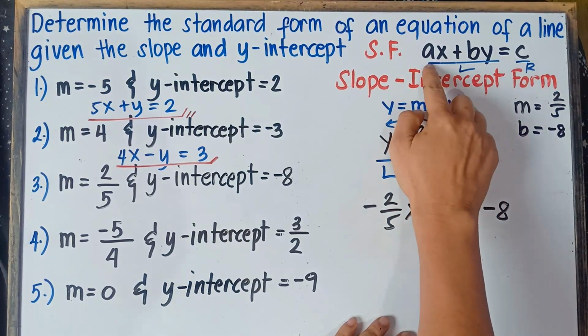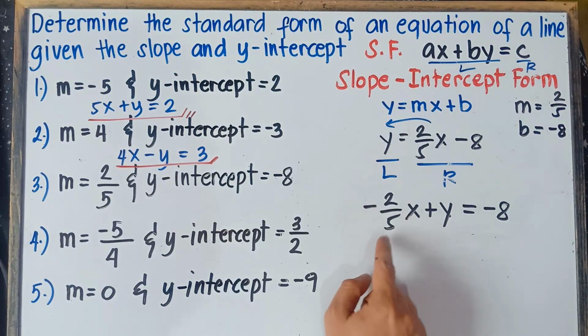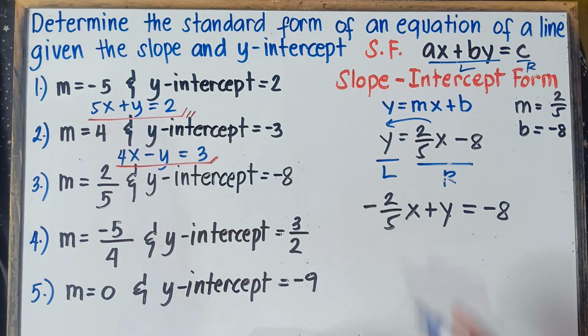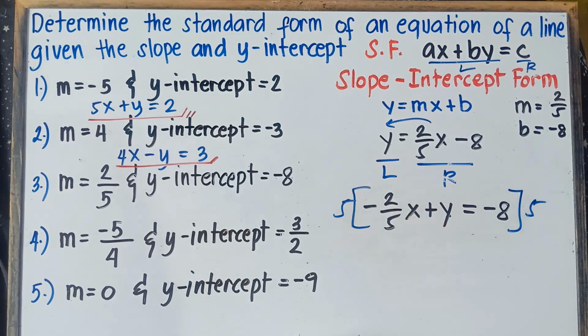In the standard form, class, the value of a and the value of b would be whole numbers. Now, the problem is we have a fraction, so we need to eliminate this denominator. To remove the denominator, we need to multiply both sides by 5.